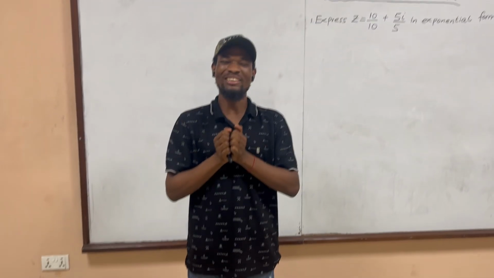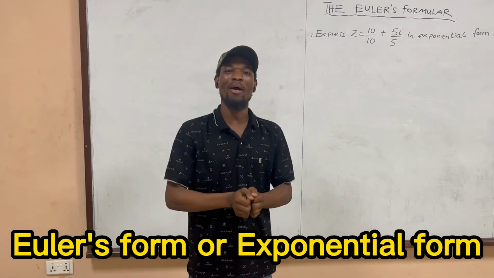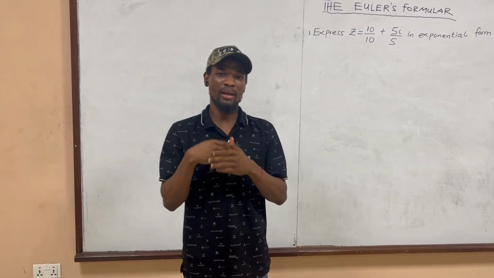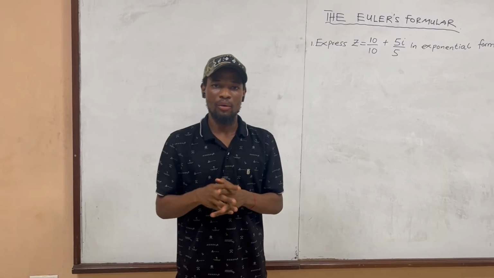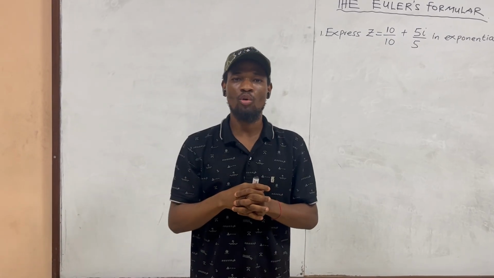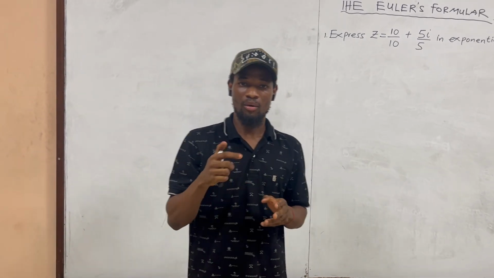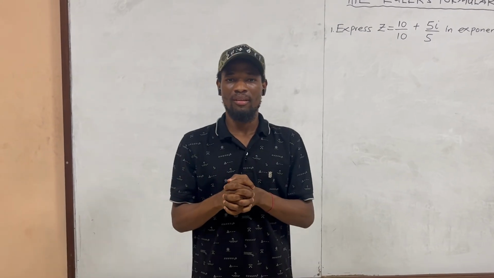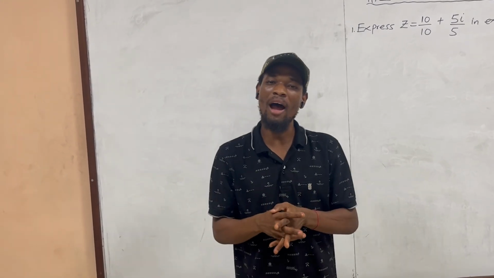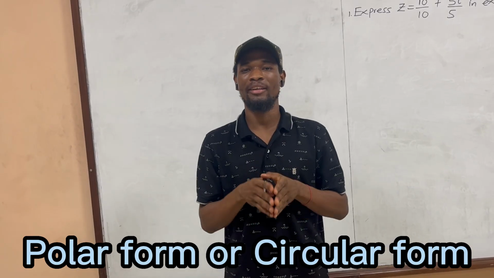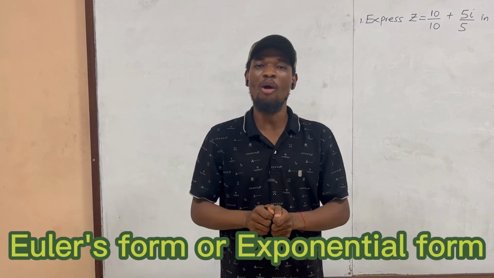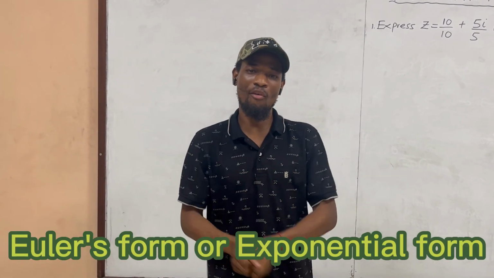Today, we are going to consider Euler's form or exponential form. Let's do a little bit of recap over here. We said there are three ways of representing complex numbers. One, we have the rectangular form or the Cartesian form. Number two, we have the polar form or the circular form. And the third one, we have the Euler's form or the exponential form.